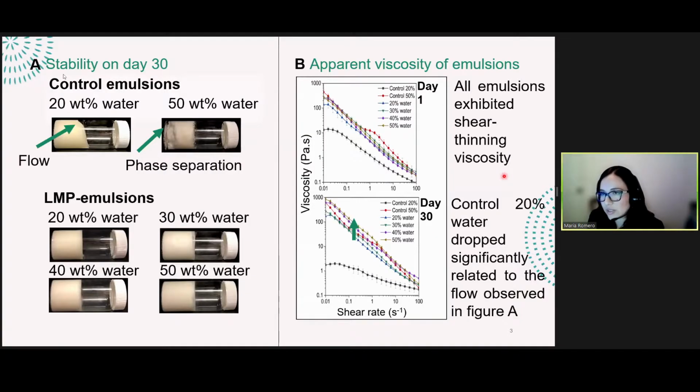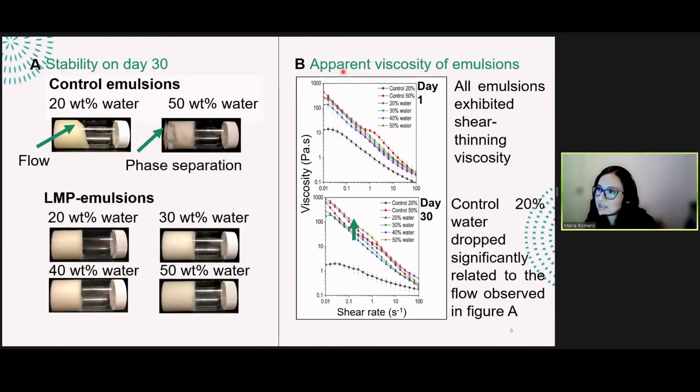Here are the stability results on day 30. For control emulsions, 20% water, it showed a flow. For 50% water, there was a phase separation at the bottom, as you can see here. However, LMP emulsions did not show any separation or flow.